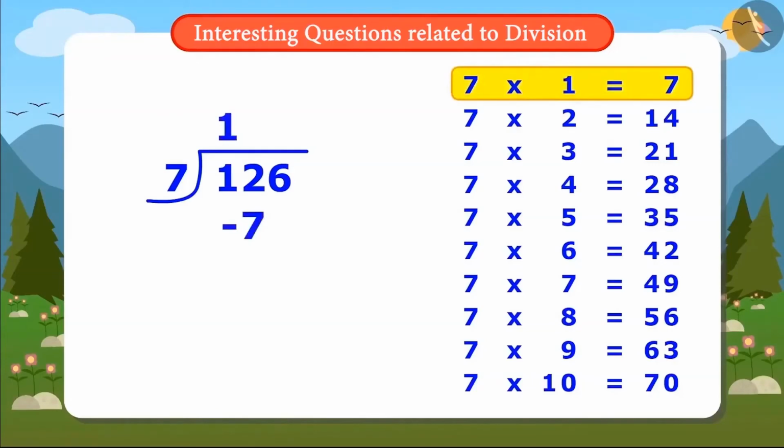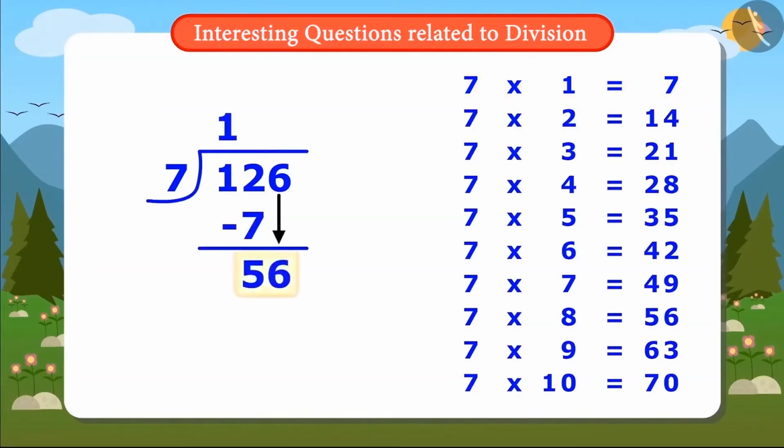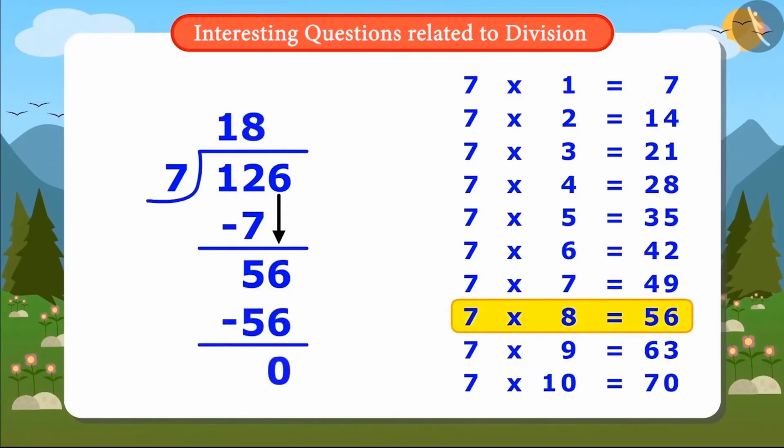7 ones are 7. Left 5, right? Let's write down 6. So it's 56. 7 eighths are 56. Remainder 0. The answer is 18. This means that if you spend 7 rupees per day, then you will spend 126 rupees in 18 days.